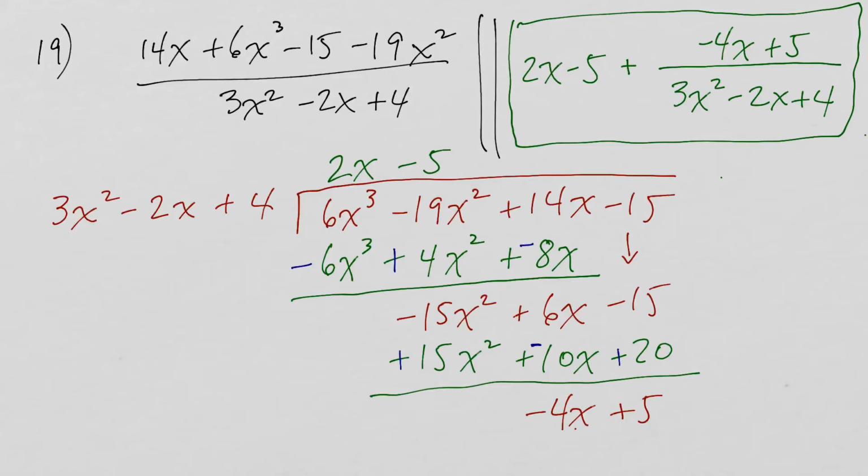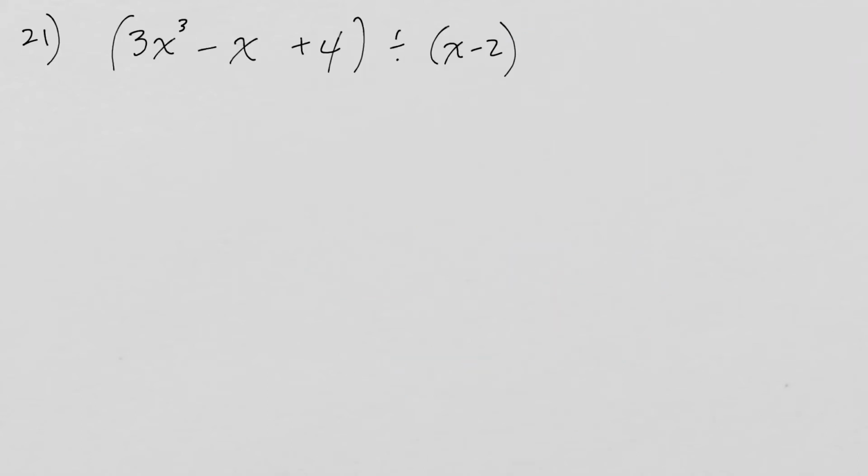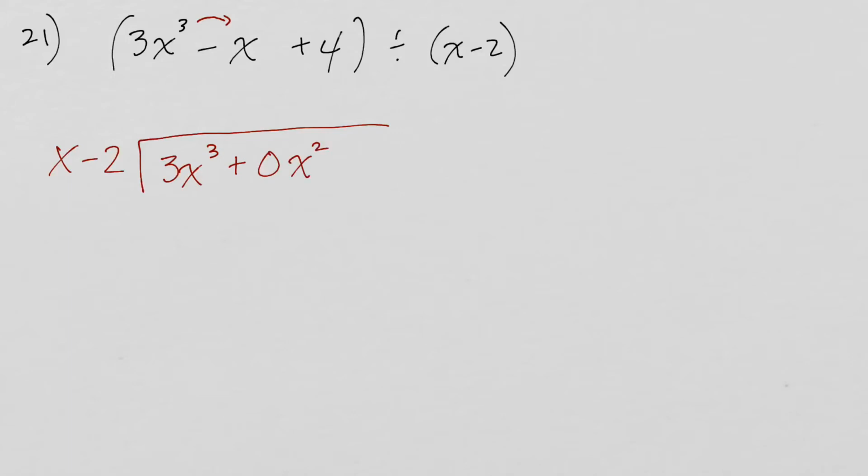The key thing to notice in this is that we're going from an x cubed down to an x to the 1. We're skipping the x squared. So whether you long divide it or synthetically divide it, we need to put in a placeholder of a 0x squared. So if we long divide it, we'll put x minus 2 here, and we'll put 3x cubed plus 0x squared. Then we have a minus x and a plus 4.